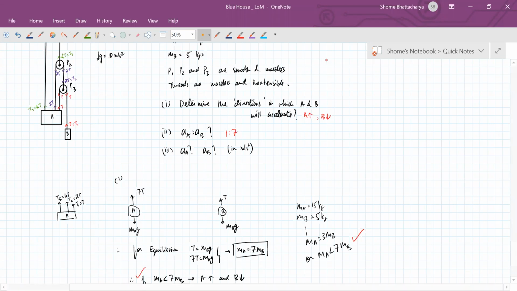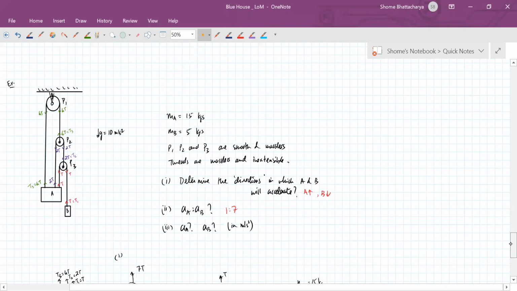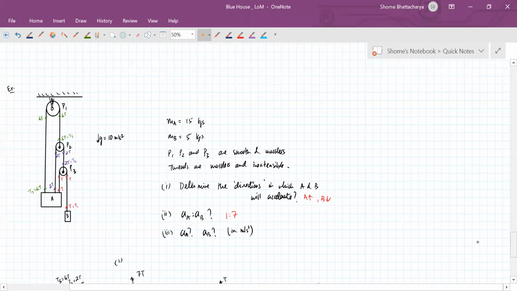Yes, Smith, you cannot get an acceleration of more than 10 meters per second square, more than G. Both of them have to have accelerations of less than G. But in the ratio 1:7. Okay, so just check your calculations.